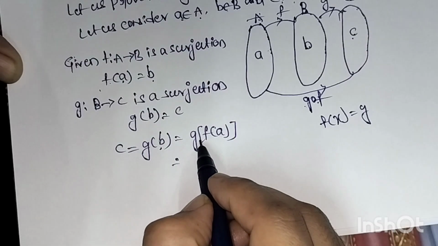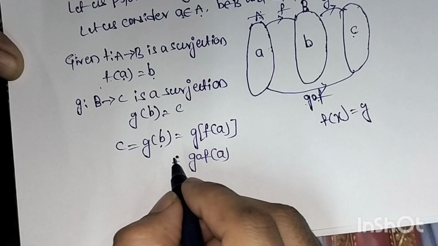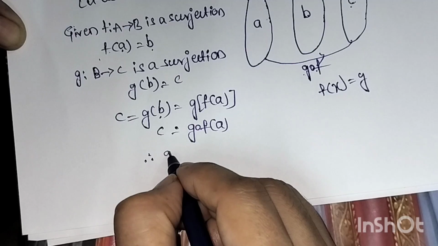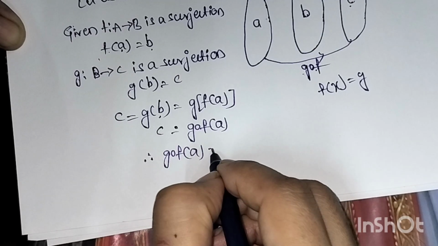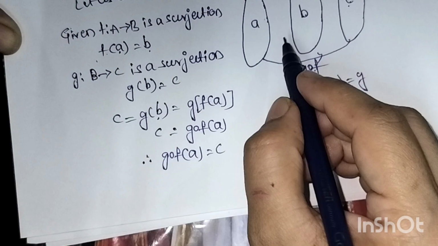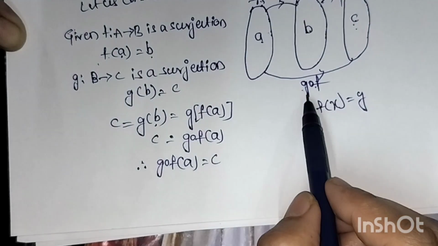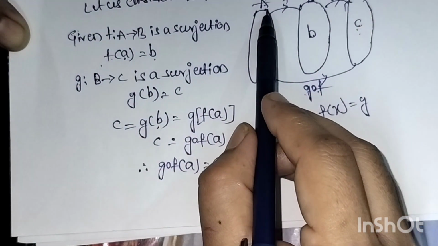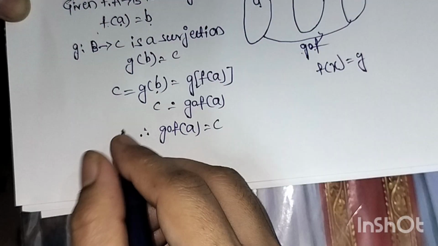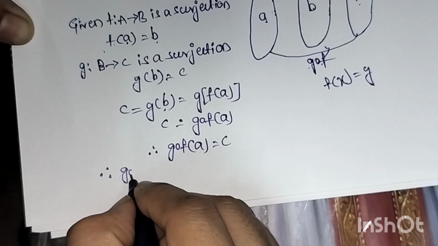Therefore, g circle f maps A to C is a surjection. g circle f maps A to C is an injection and it is a surjection. Then it is a bijection. Therefore, g circle f maps A to C is a bijection. First theorem is completed. See the next theorem.